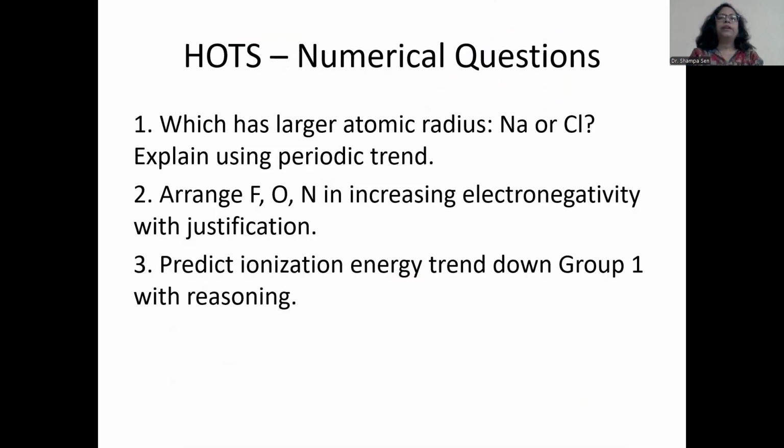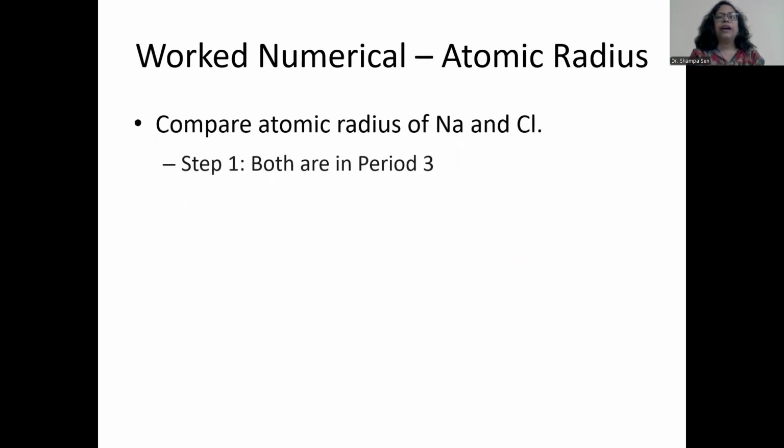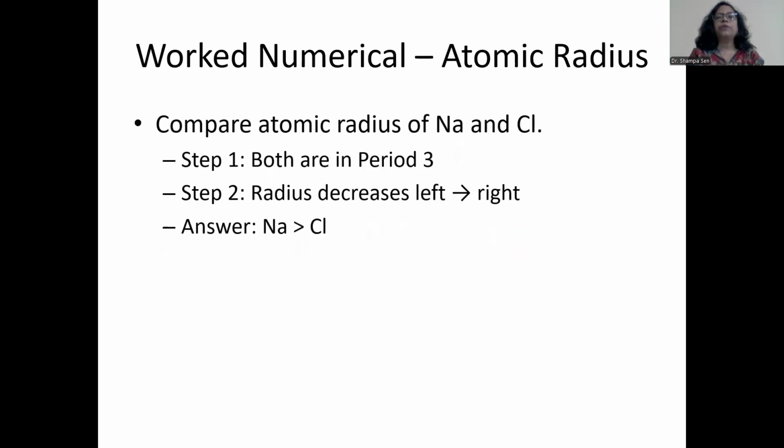Okay. So the HOTS questions: which has larger atomic radius? Arrange fluorine, oxygen, and nitrogen in increasing electronegativity order. Predict the ionization energy trend down group 1 with reasoning. And compare the atomic radius of sodium and chlorine. The solution is given here. Both are in period 3, but radius decreases left to right. Answer: sodium is greater than chlorine.